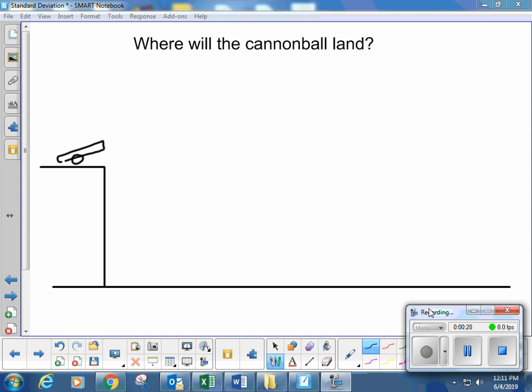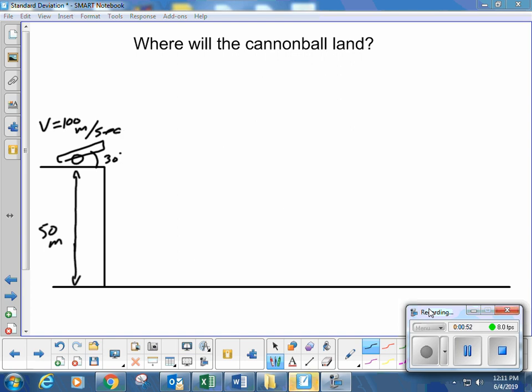Let's start with some numbers. I'm just going to say this thing is, say, 50 meters tall. That's how tall the cannon's initial position is. I'm going to launch this cannonball at a particular angle. Let's just say it's 30 degrees to the horizontal. So this is 30 degrees. And we're going to launch it at an initial velocity of 100 meters per second.